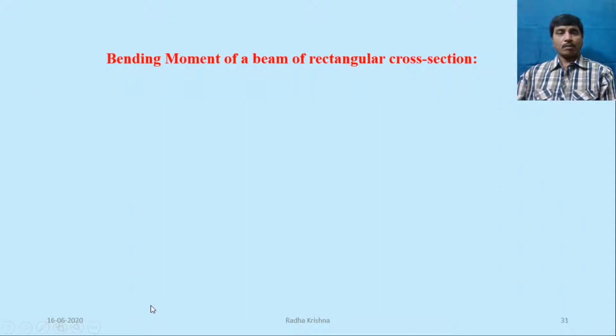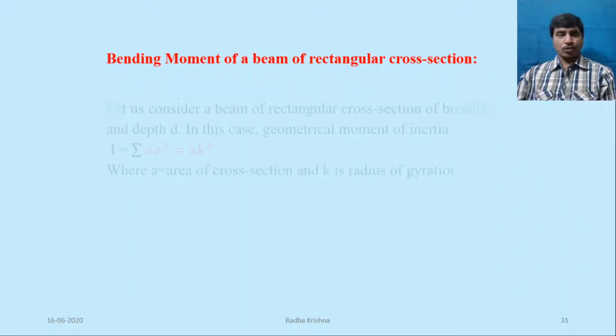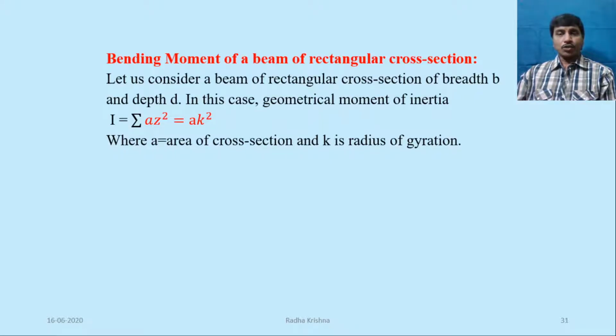Now, the bending moment of a beam of rectangular cross section. For a rectangular cross section of breadth b and depth d, the geometrical moment of inertia I is equal to sigma aZ square is equal to a k square, where a is the area of cross section and k is the radius of gyration. Then the area of cross section of the rectangular cross section is a equal to b into d, and radius of gyration k is equal to d by root 12. Then the geometrical moment of inertia I is equal to bd into d square by 12.